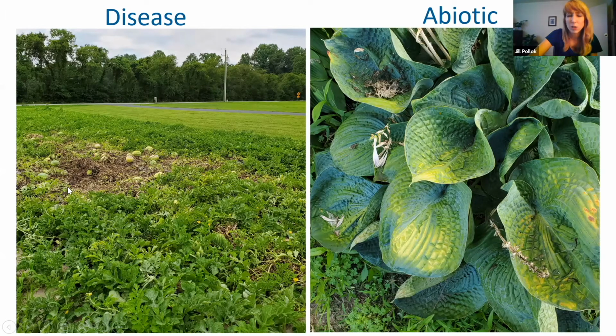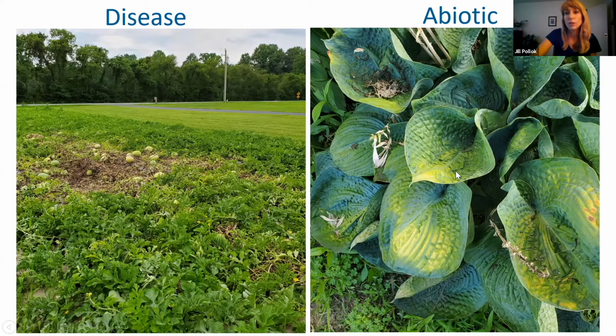Doesn't look like it's in a low spot or anything. It's just random within the field, and that's pretty common for diseases. Here on the right, we have a hosta plant that looks kind of random, but this is actually sunburn. You can see the leaves are affected on the edges and the tops here.